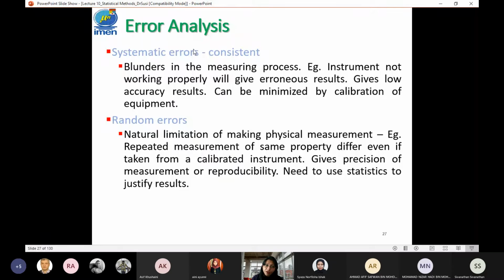Okay, so you just have to be aware of systematic errors. That means these are because your equipment is not set up properly. So systematic errors can be a big problem for your experiment.